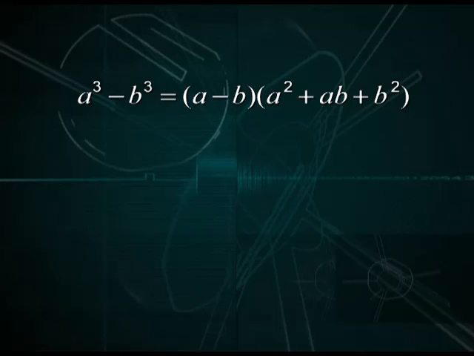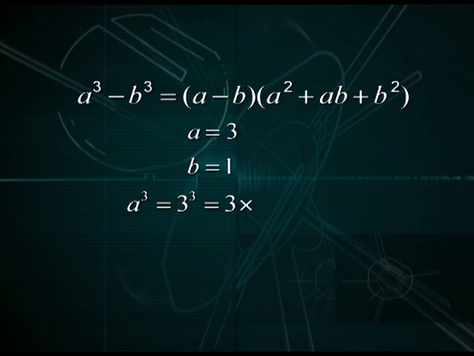Let us assume the values of a and b. On the left hand side, we have a cube minus b cube. Let a is equal to 3 and b is equal to 1. This means a cube is equal to 3 cube, that is 3 into 3 into 3, and b cube is equal to 1 cube, that is 1 into 1 into 1. For representing a cube, we will take 27 unit cubes.